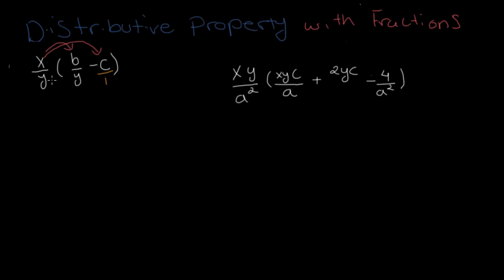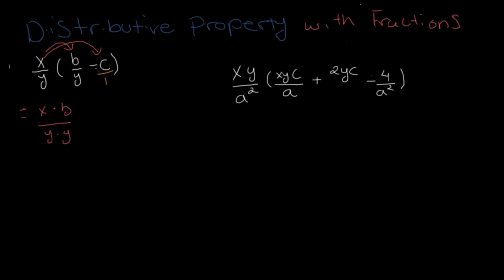So let's try using distributive property. Since we know that this x divided by y is going to be multiplied by the quantity of b divided by y minus c over 1, we're going to do our numerators first. So x times b is going to equal xb, and then we have our y's together. So y times y is going to be y squared. Right now I'm going to leave it in this format, and we're going to simplify it later on.